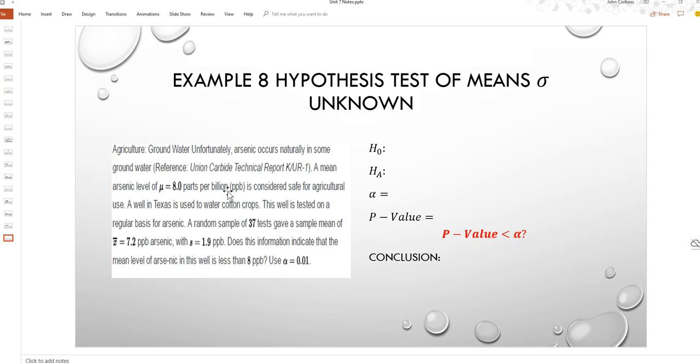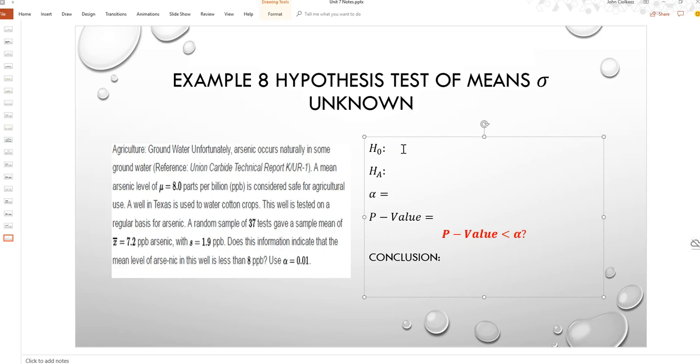Unfortunately, arsenic occurs naturally in some groundwater. A mean arsenic level of mu equal to 8.0 parts per billion is considered safe for agricultural use. A well in Texas is used to water cotton crops. This well is tested on a regular basis for arsenic. A random sample of 37 tests gave a sample mean of 7.2 with a sample standard deviation of 1.9. Does this information indicate that the mean level of arsenic in the well is less than 8? Use alpha of 0.01. So I see an s, which means I'm dealing with a t-test.